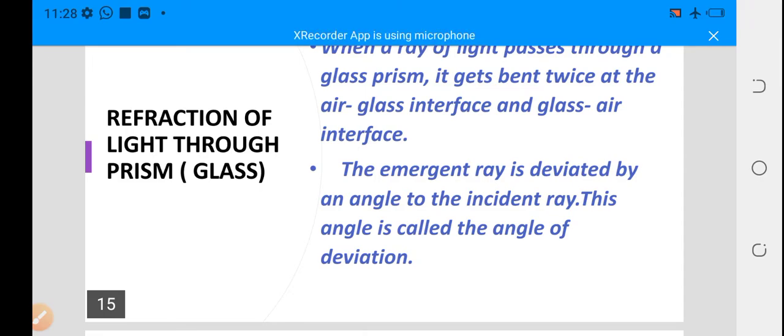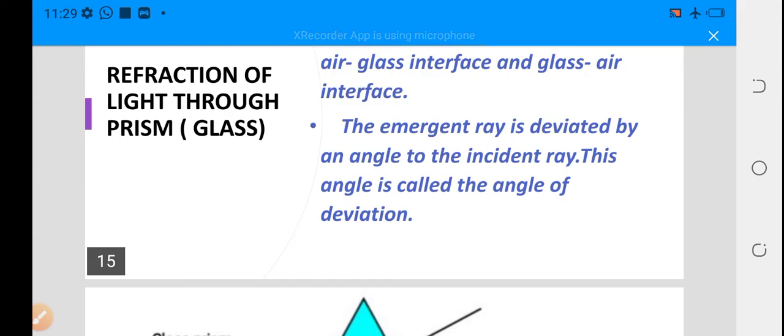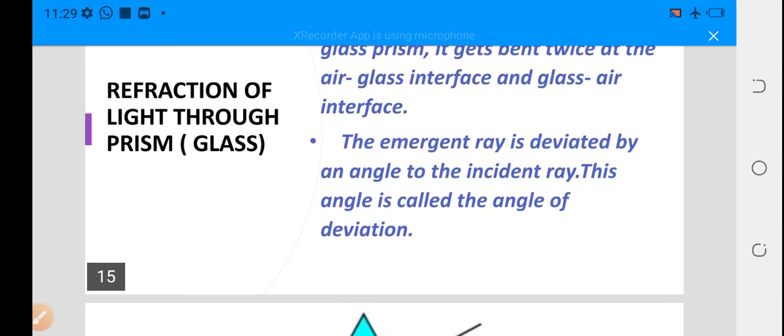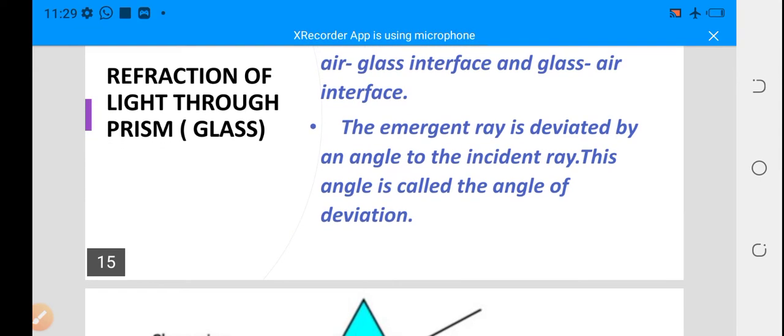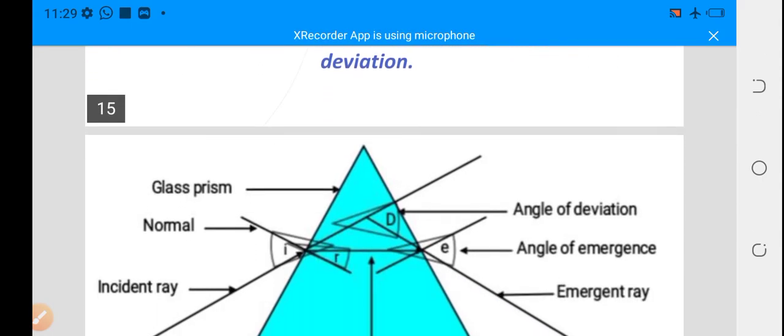When the light is diverging out, that region is called the glass-air region, and that face is called the interface. The emergent ray is deviated by an angle to the incident ray, and this angle is called the angle of deviation. When the light is entering the prism, it is considered the incident, and the angle of incident is called the angle of incidence. When the ray is deviated outside by making a certain angle, that is called the angle of deviation. You can see the figure here.